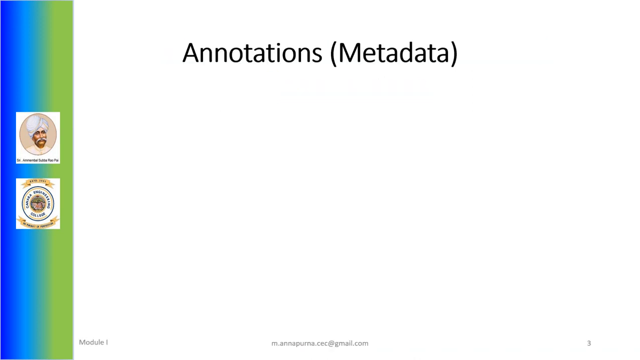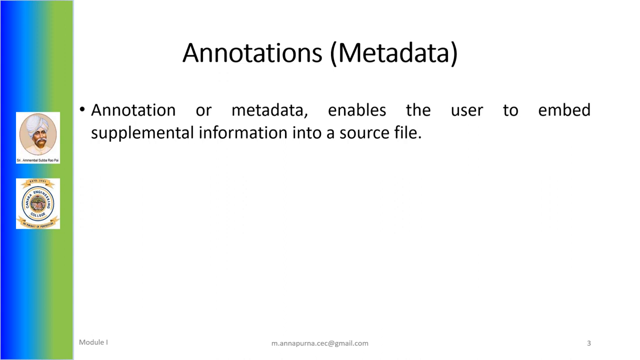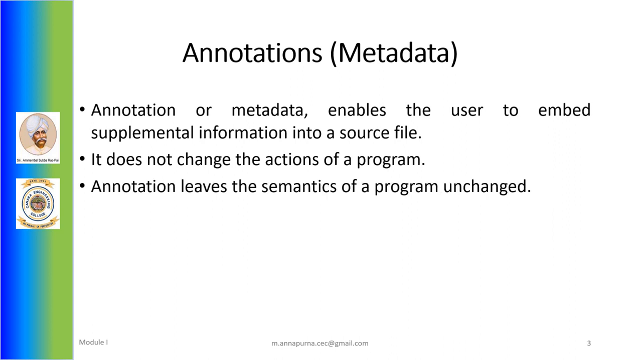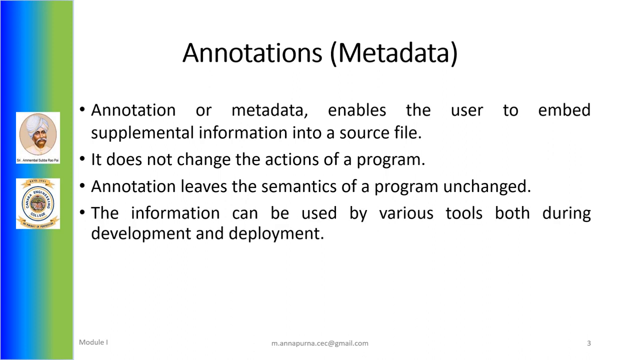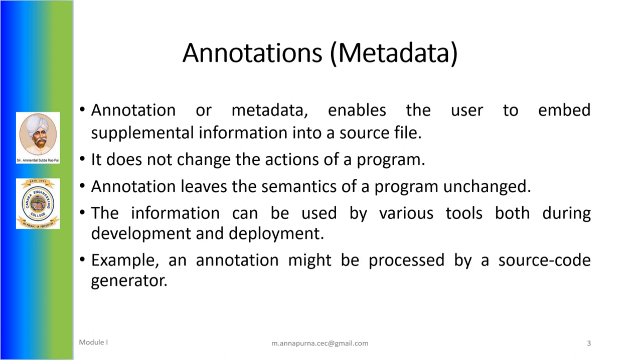Annotations or metadata. Java's JDK version 5 supports a special feature that enables the user to embed supplemental information into a source file, and this is called an annotation or metadata. Annotations do not change the actions of a program, thus leaving the semantics of the program unchanged. Annotations can also be used by various tools during both development and deployment. Annotations may be processed by a source code generator.